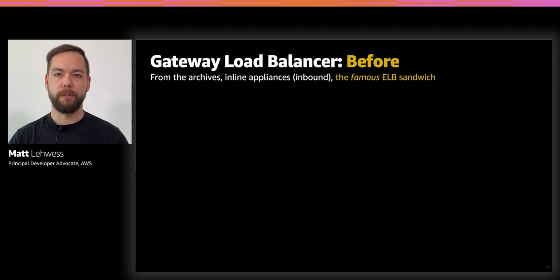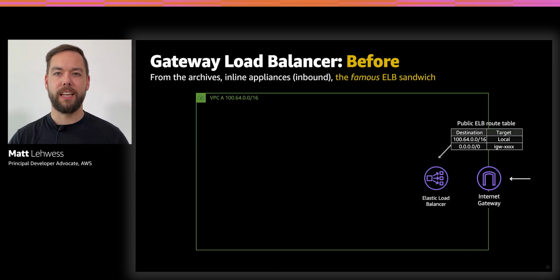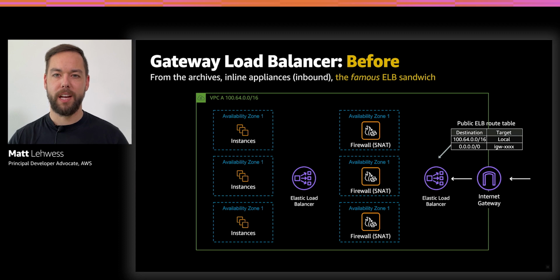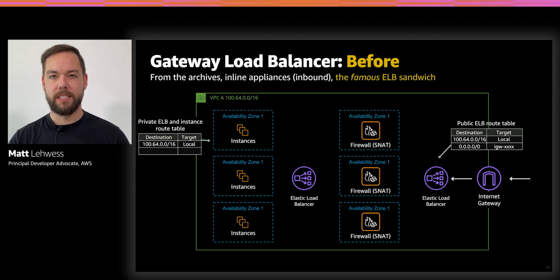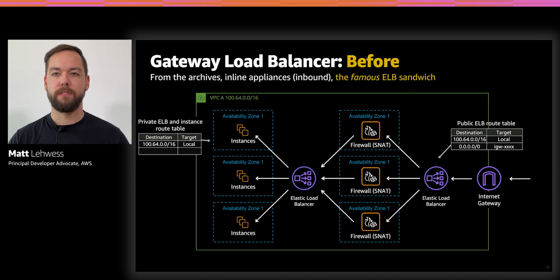The last topology before Gateway Load Balancer I've got here is a famous ELB sandwich. And so this was a term that was coined probably also about 5 years ago, where essentially we've got a set of firewalls or appliances that are sitting in between a set of elastic load balancers. And so we've got our routing configured, and what happens here is traffic comes in the internet gateway, goes to the firewalls, hits the elastic load balancer, and then hits our application or web instances, for example. Actually sandwiching firewalls between two elastic load balancers.